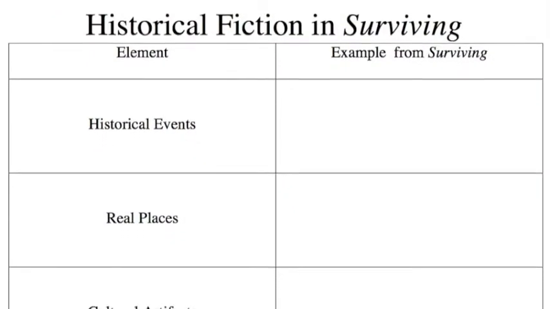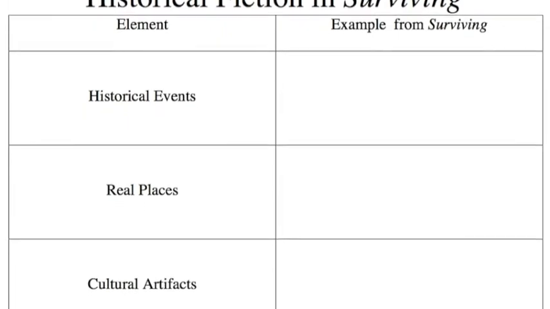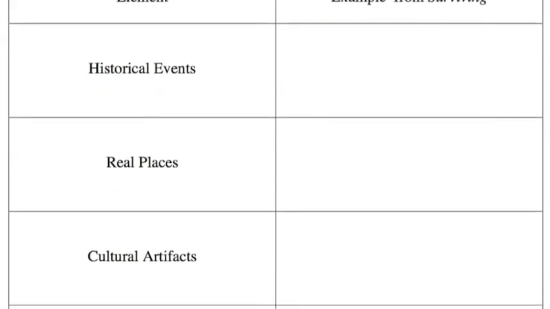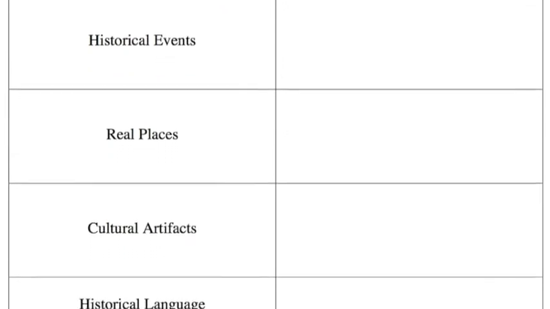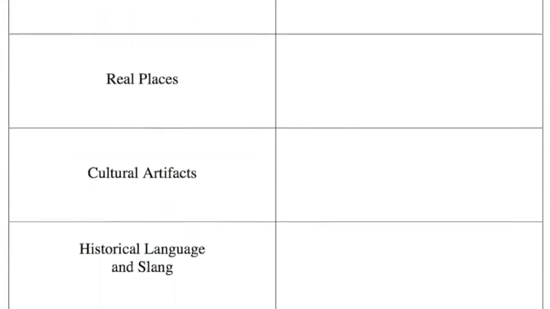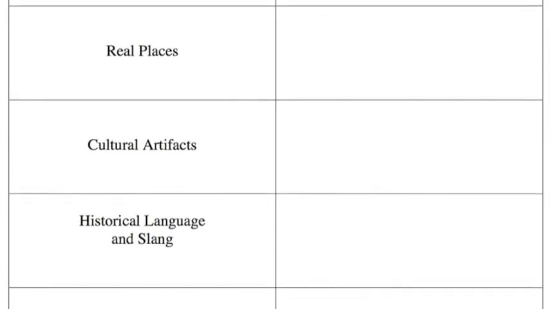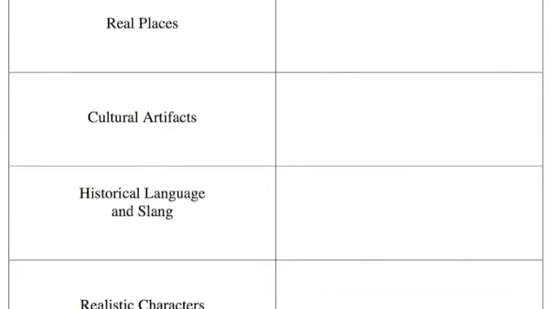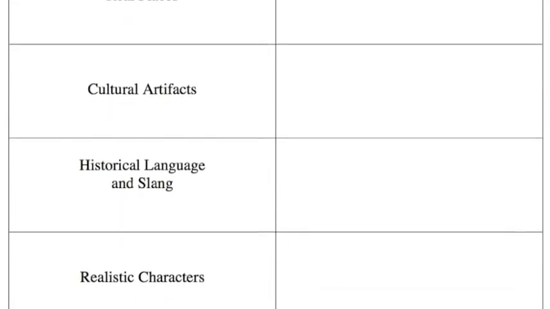Once students are familiar with the characteristics of historical fiction, they will read a short story titled Surviving. The students are trying to answer the question, how can the reader tell what is fact and what is fiction? The students will analyze the story and find examples of the elements of historical fiction: historical events, real places, cultural artifacts, historical language, and realistic characters.